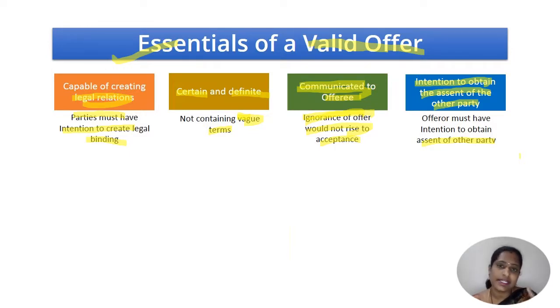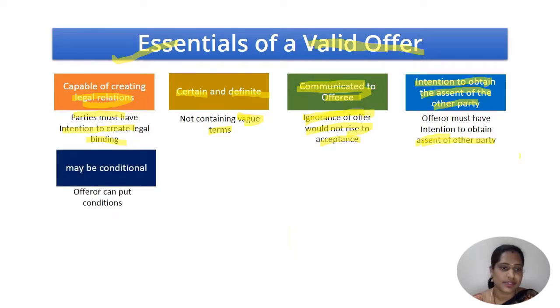So always the intention should be, when you are making an offer, your main objective should be that the other party should give an assent, the other party should give an approval. So that should be your main objective. And next essential, when you check it out, may be conditional.